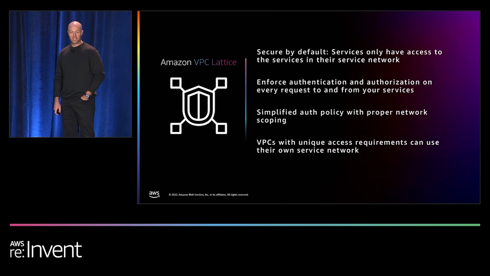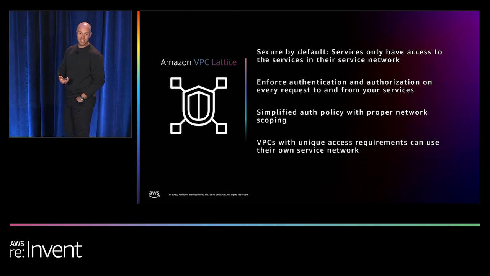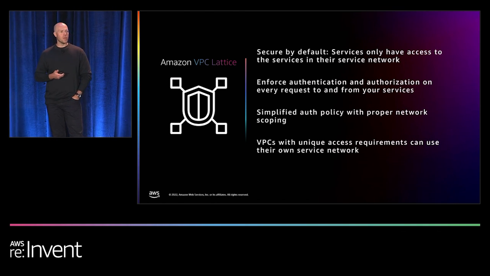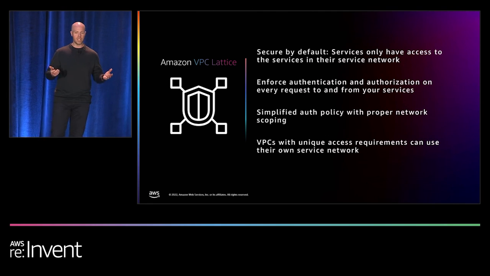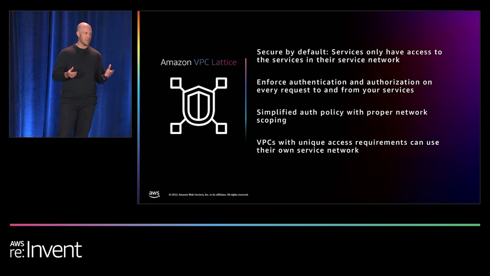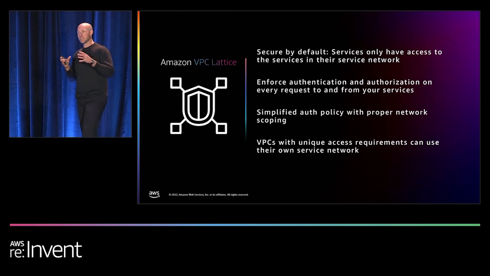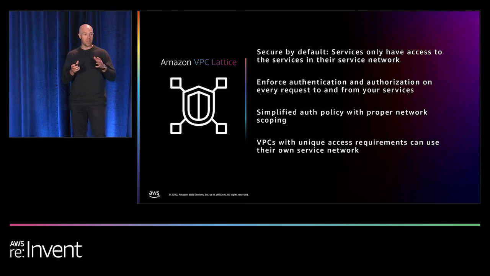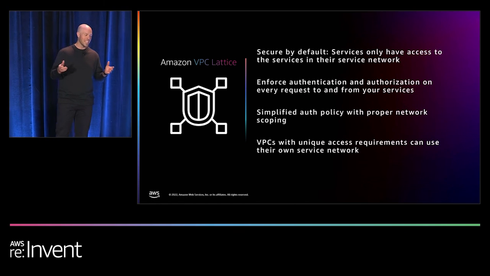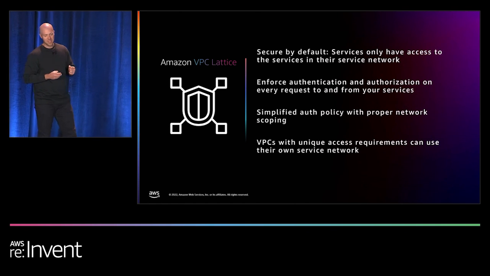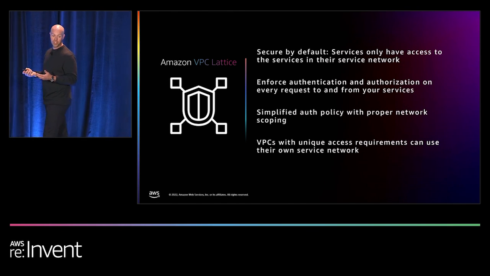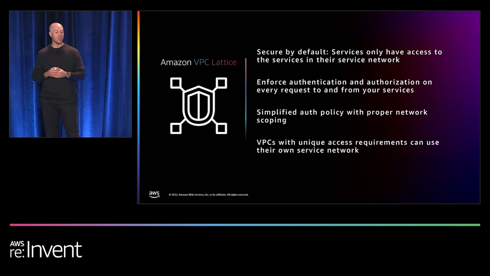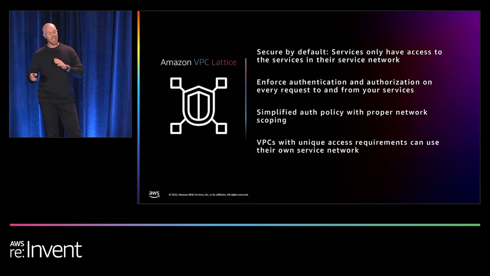OK. So here are the bullets of this architecture. I talk about this one. This one can be an extreme one. Now, I'm not necessarily recommending you go and do something for every one of your microservices. There's something in between there, right? You find out what makes sense for you, where your dependency matrix looks, and you carve it down into something that's reasonable so that you can reduce that scope of impact. Make your policy super simple. The harder you make it, the harder it is to get right. So it's a central place to enforce authentication and authorization, with simplified auth policy with proper network scoping, and VPCs with unique access requirements can use their own service networks. So you can divvy it up however you want to see it.